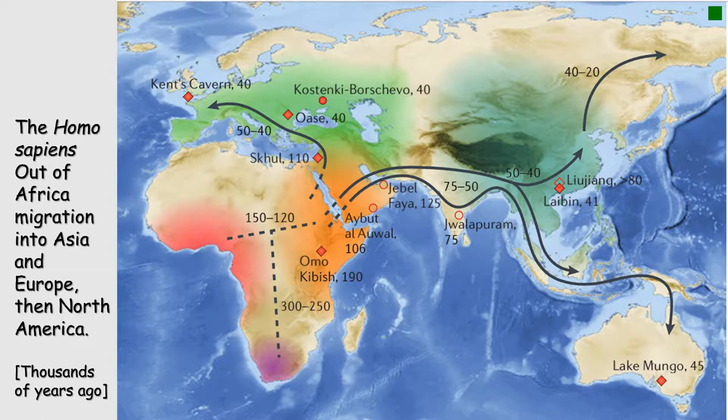The out of Africa into Europe that you see on the left part, the black line going up into Europe, that was more like 40 to 50,000 years.